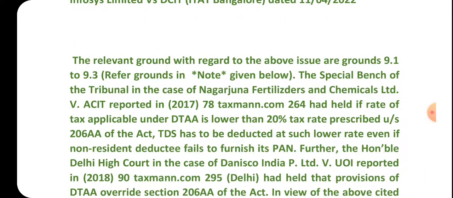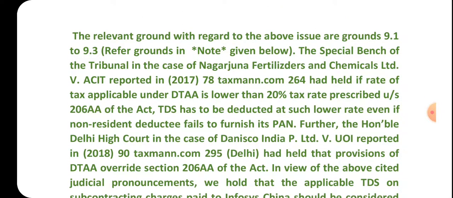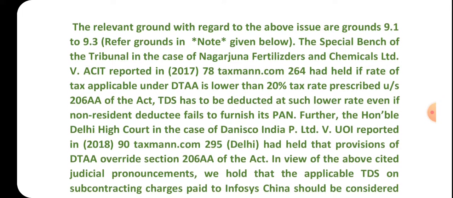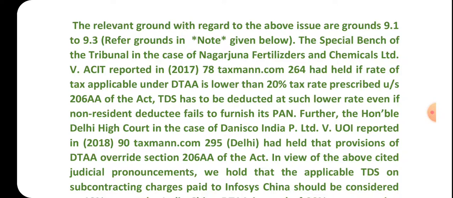These grounds are considered by the Tribunal, and here is the reference of other case law. The special bench of the Tribunal in the case of Nagarjuna Fertilizers and Chemicals Limited versus ACIT in 2017 had held that if the rate of tax applicable under the DTAA is lower than the 20% tax rate prescribed under section 206AA of the Income Tax Act, TDS has to be deducted at such a lower rate even if the non-resident deductee fails to furnish its PAN number.